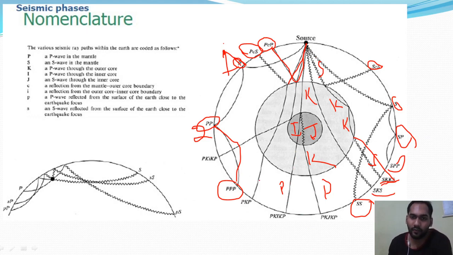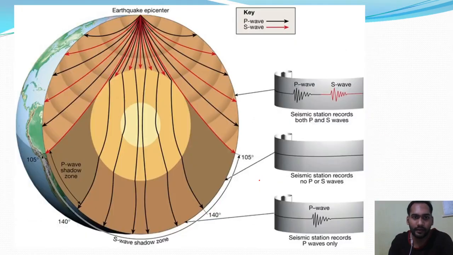So in your exam, they will give you the symbol, and they will ask you the path traveled by the wave, right? So I have an example at the end.